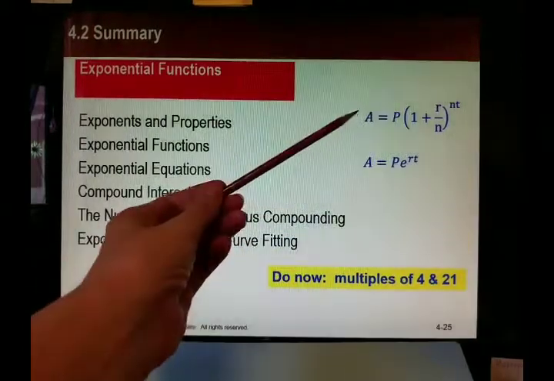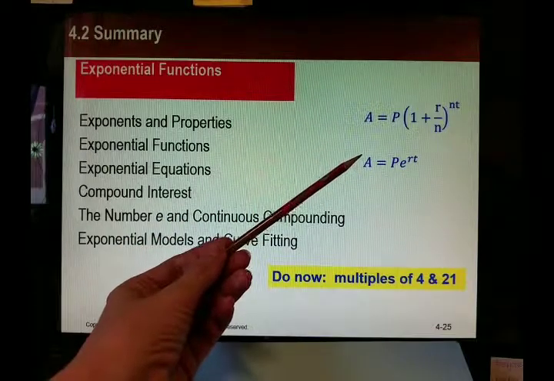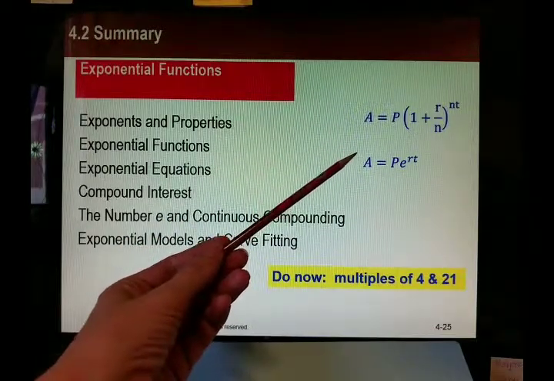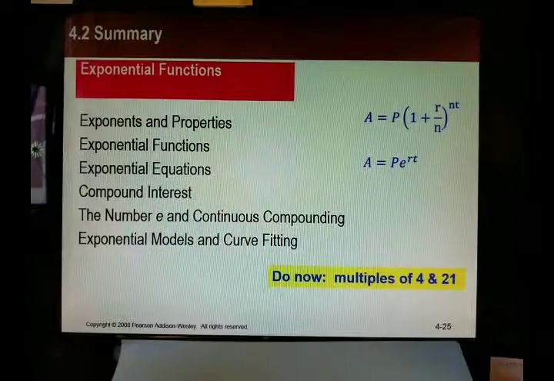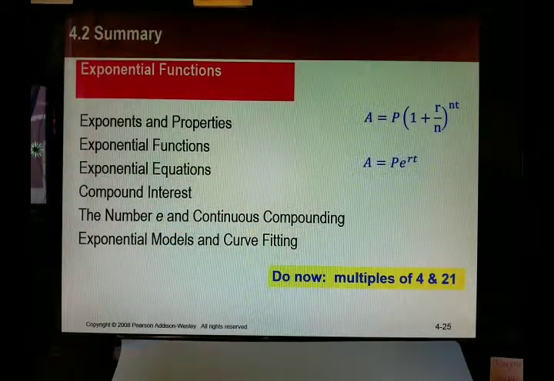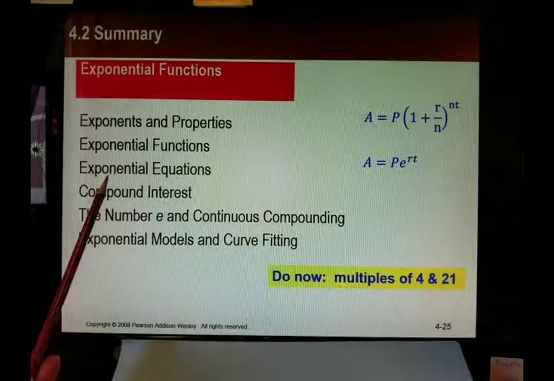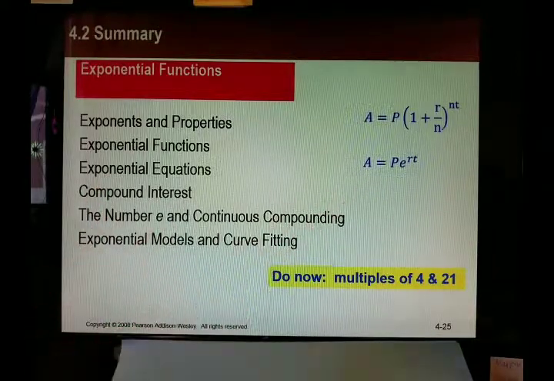So again, any problems that involve these two formulas are not on your test, but they will be in your homework. They're not on the final exam. You do need to have exposure to them. Some of you may go into the business world and you need to know those formulas. Our exponents and our properties today, the exponential functions, the exponential equations, we wrote things with the same base, don't forget. Compounded interest is what we've just done here.